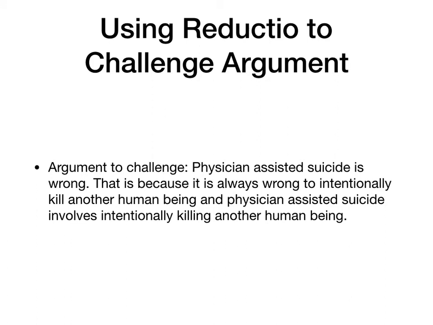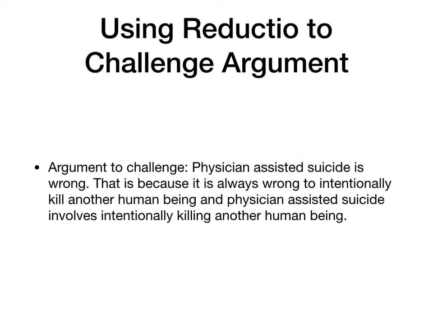Here's another example of using a reductio argument, using it to challenge an argument. What this will do, a lot of times you'll use a reductio to challenge a key premise in an argument. You'll show that a premise somebody else's argument needs leads to an absurd conclusion, an unacceptable conclusion, so we have to reject it. So here's the argument we want to challenge. Physician-assisted suicide is wrong. That's because it is always wrong to kill another human being, and physician-assisted suicide involves intentionally killing another human being, right?